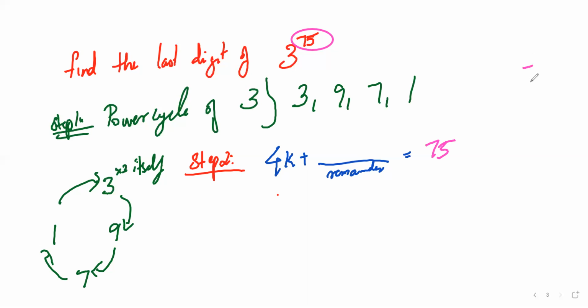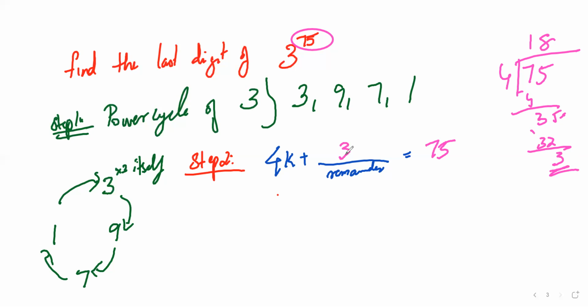Correct? And what do you do? I divide 75 by 4. 4 ones are 4, 35. 4 8s are 32. So anyway, that 30 is not required. The remainder I'm getting is what? 3. I'm getting the remainder. Write down the remainder here, 3.